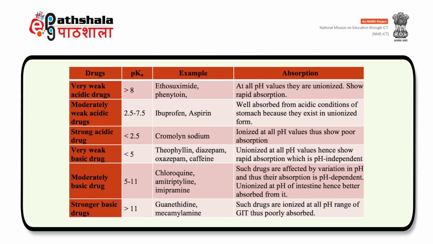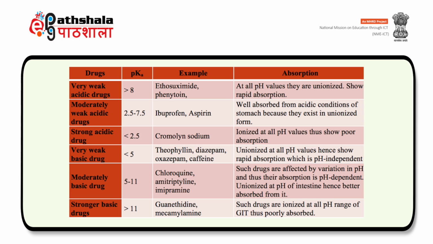For moderately weak acidic drugs having a pKa between 2.5 to 7.5 like ibuprofen and aspirin, they are well absorbed from the acidic conditions of the stomach because they exist in the unionized form there. For the strongly acidic drugs which have a pKa less than 2.5 like cromolyn sodium, they are ionized at all the pH values and thus they show poor absorption.